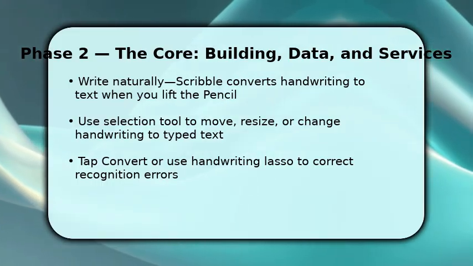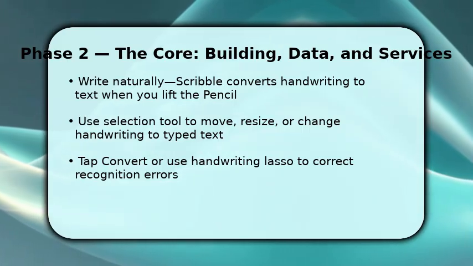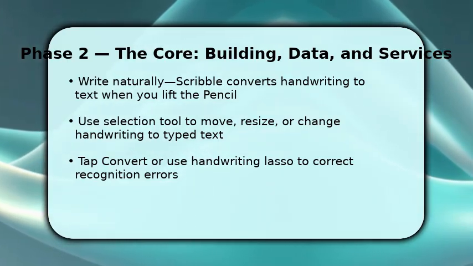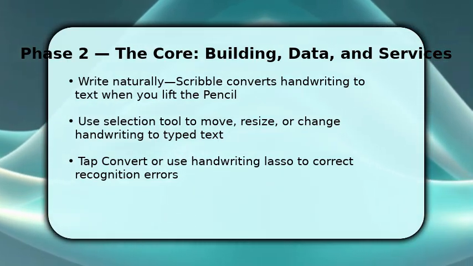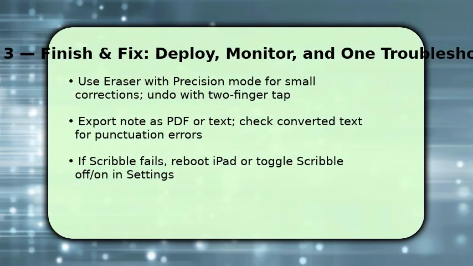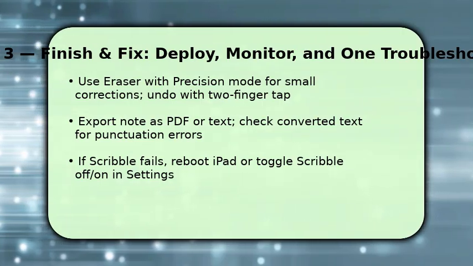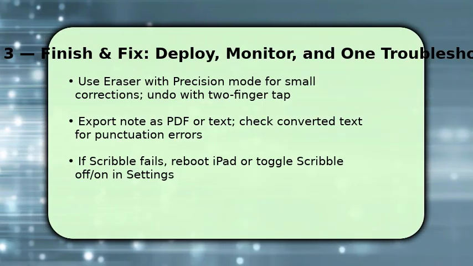Also, use short pauses between phrases to reduce recognition errors. That improves conversion accuracy significantly, especially for cursive. Finish by refining strokes. Switch to the eraser with precision mode for tiny fixes, and remember two-finger tap to undo quickly. Then export your note as PDF or text depending on use.